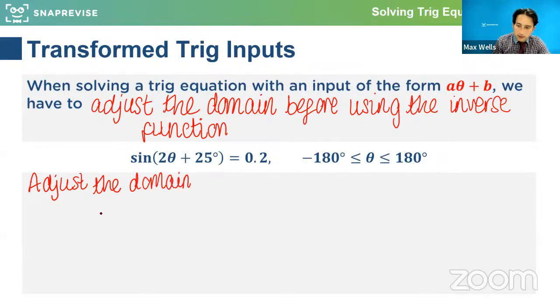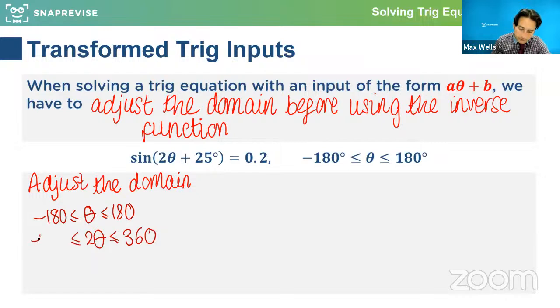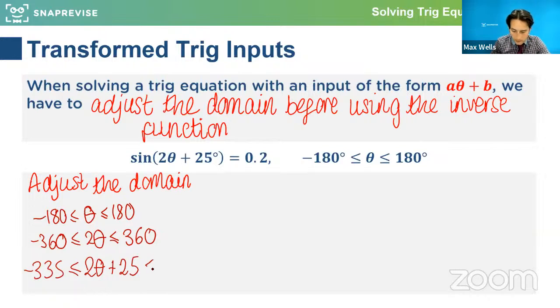So if theta is between 180 and minus 180, 2 theta, we would have to look between 360 and minus 360. And 2 theta plus 25, we'd have to look between minus 335 and 385.